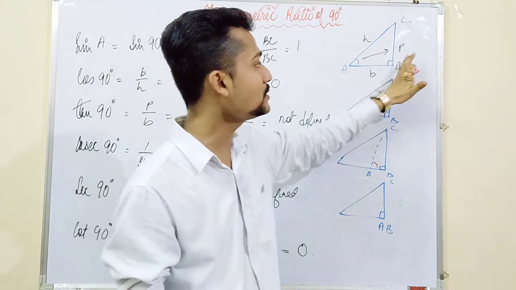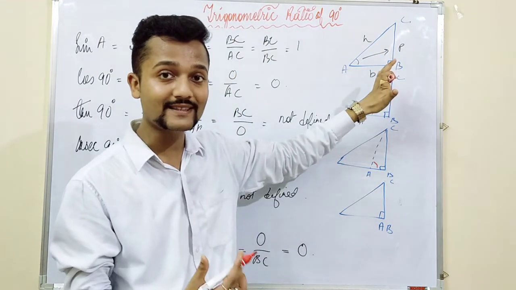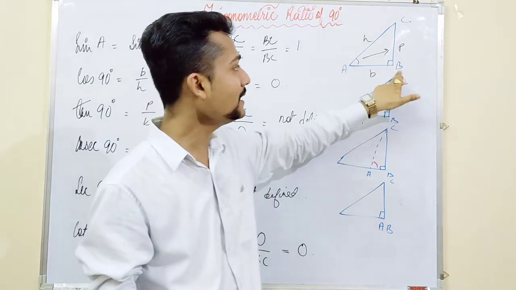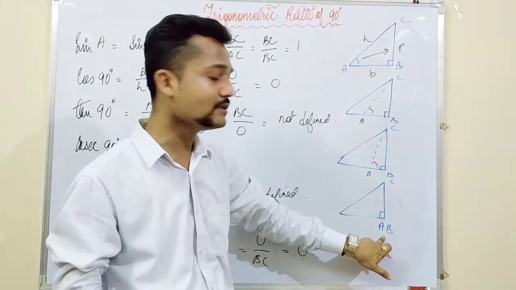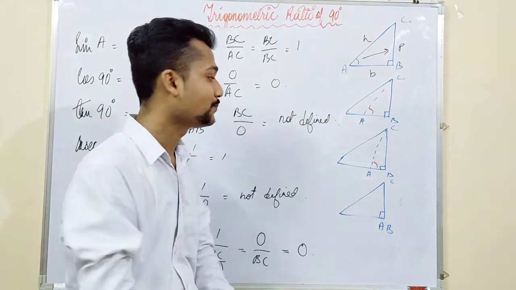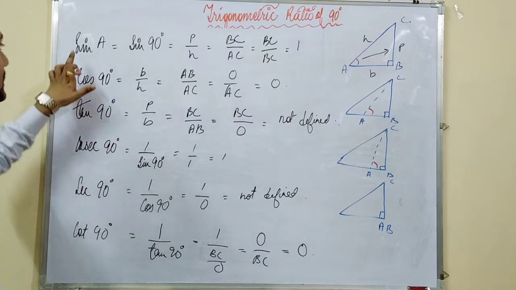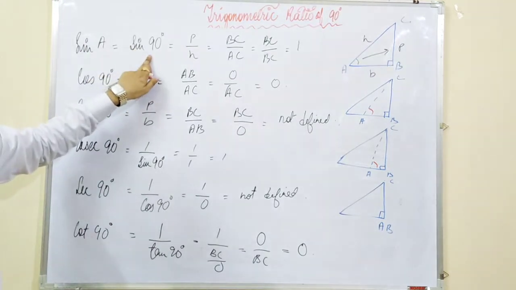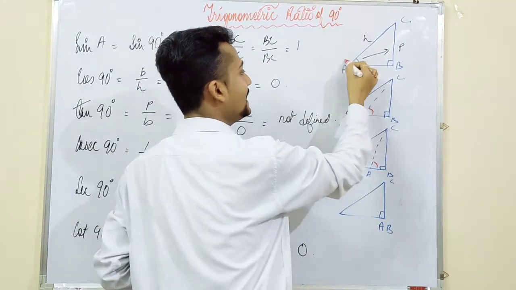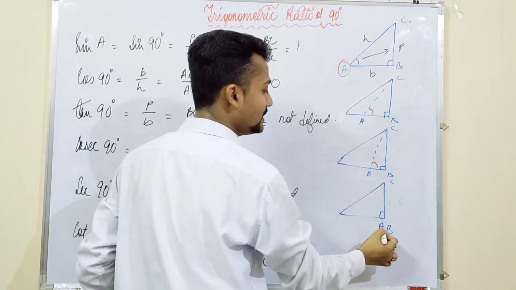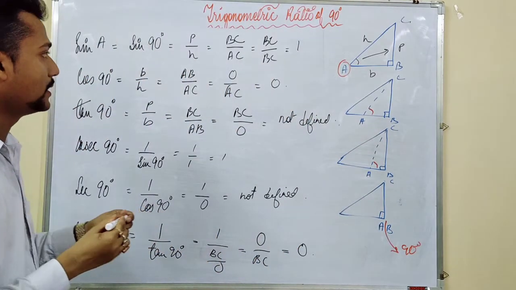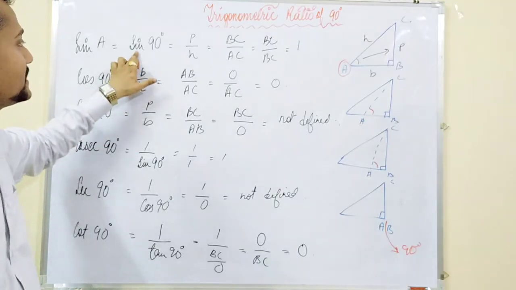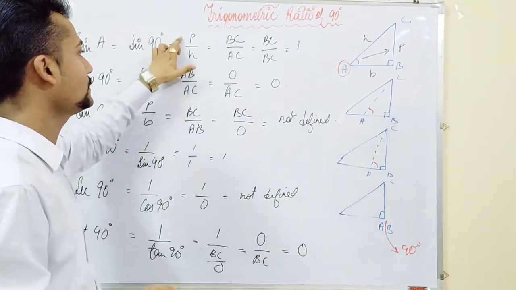Okay, and when it comes closer to B, close to B, it becomes 90 degree, and AB, the value of AB becomes close to 0. Now see, sine A, that means sine 90 degree is equal to how much? If I take sine A when it comes here, it becomes 90, isn't it? Sine 90 degree is equal to how much?